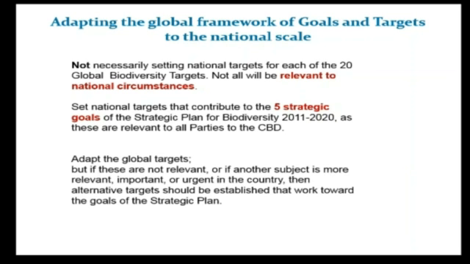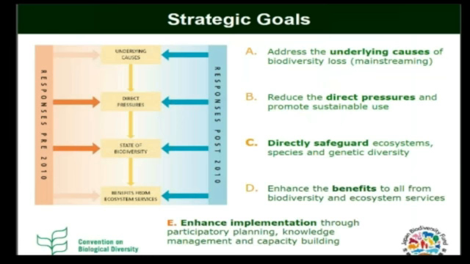And so the most important thing recommended is that national targets contribute to the 5 strategic goals of the strategic plan, under which the Aichi targets are organised, and that countries adapt the global targets. But if a target isn't relevant, or if another subject is more relevant or important or urgent, then alternative targets should be established that work towards the goals of the strategic plan. So I'll give an example of that.